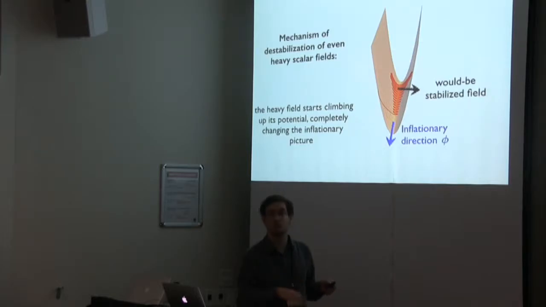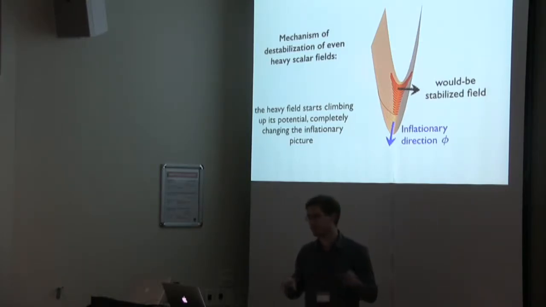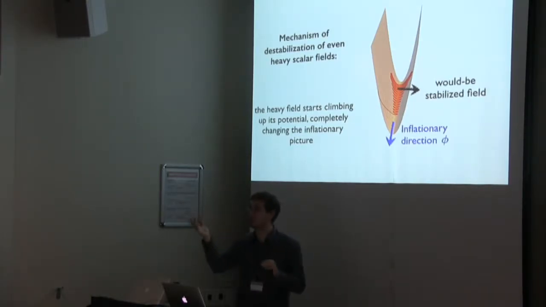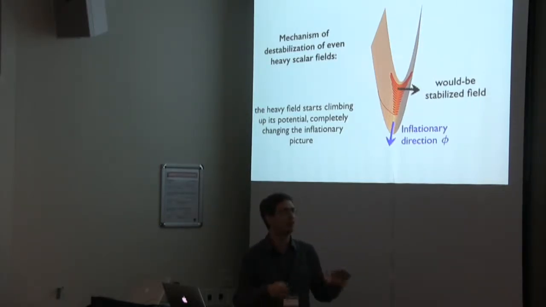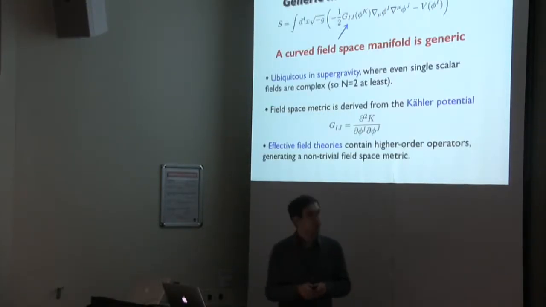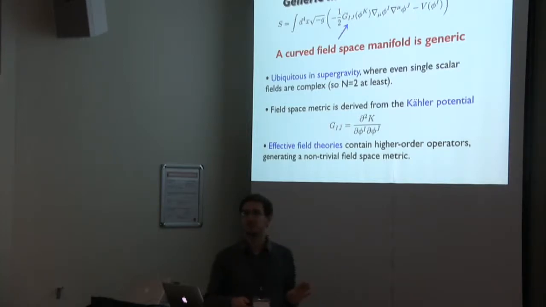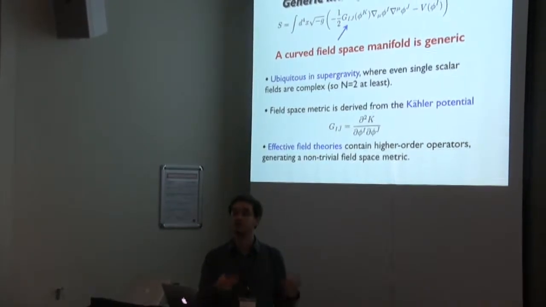I say probably because right now, as I'm showing you, this has lots of links with hybrid inflation that we heard about. And hybrid inflation is a complicated process, so there are lots of theoretical uncertainties right now. So the whole thing is this curved field space that I've told you about.